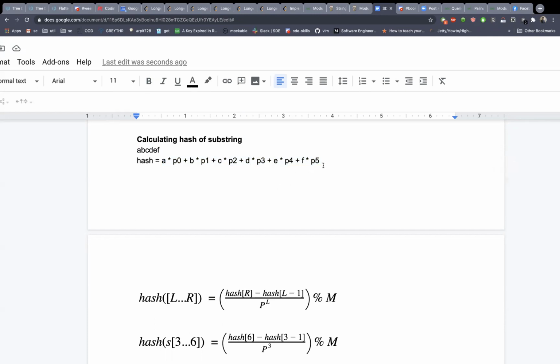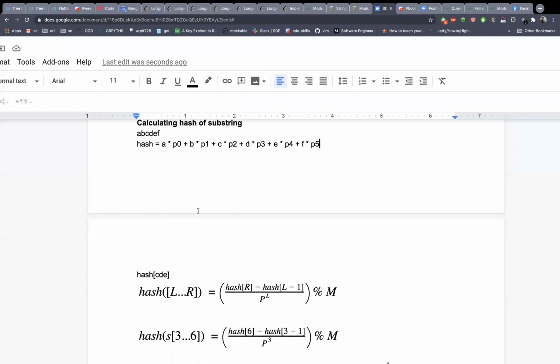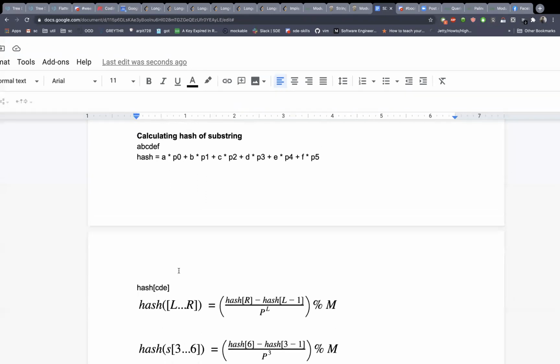Yes. Now if I want to calculate the hash of a part of it, say the hash of the part C, D, E, how can we do that? The prefix array we have already calculated, and at every index we have the hash for a substring ending at that index. So how can we calculate the hash of C, D, E?